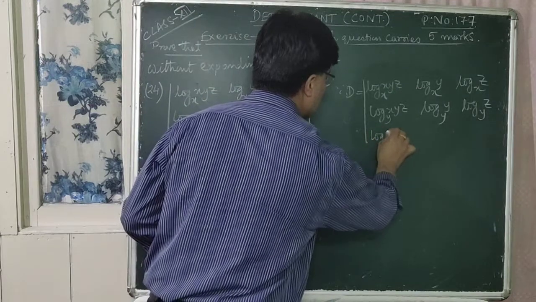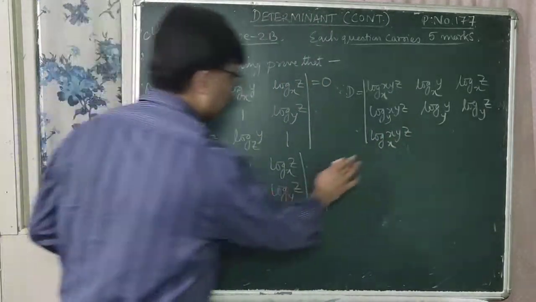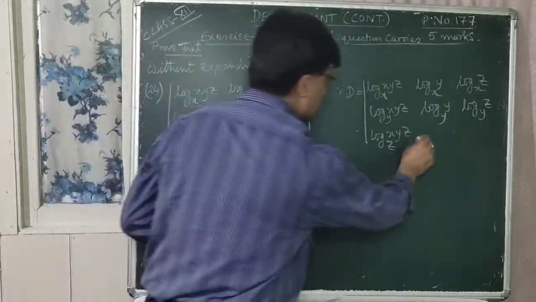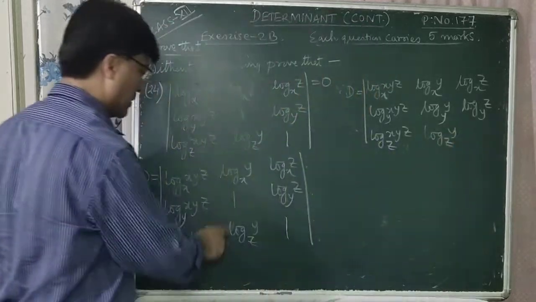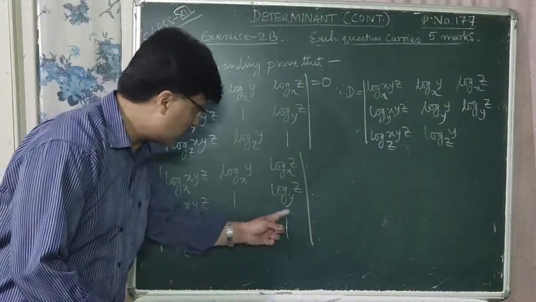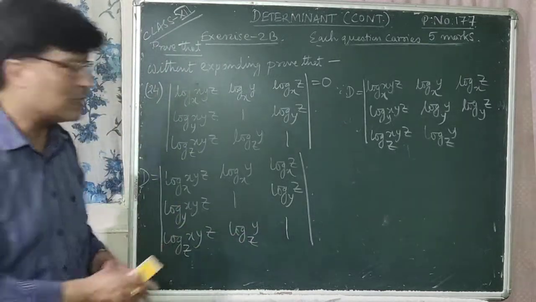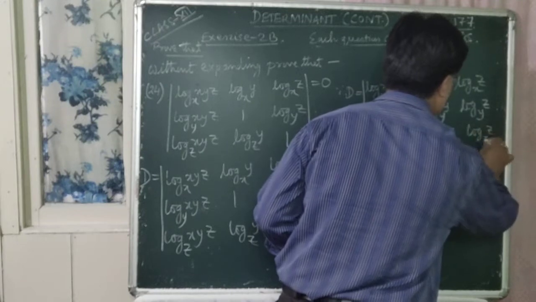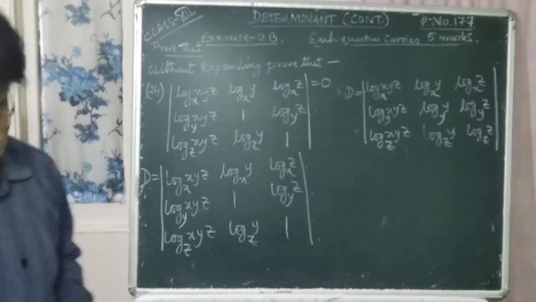Log x, y, z base z, then log y base z, and then instead of this one, what will you write? Since the base is z here, log z base z. So you should write here log z base z. Is it clear to all of you?